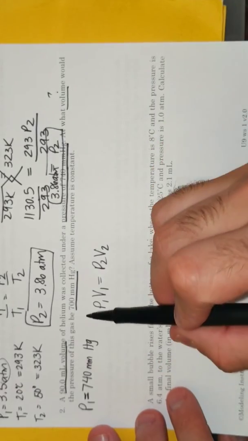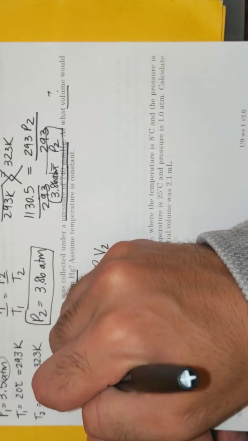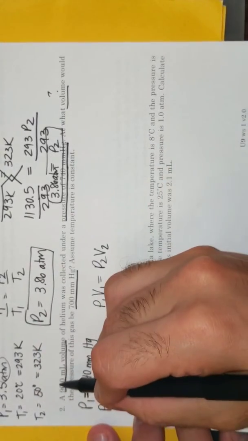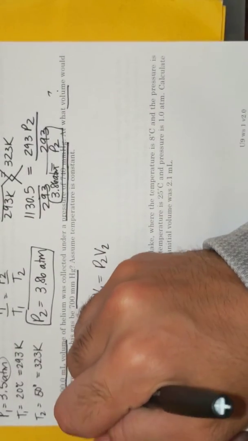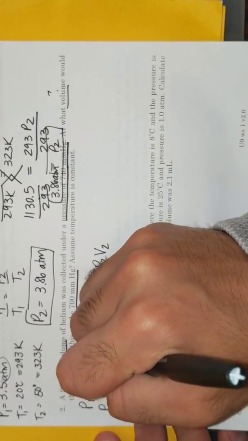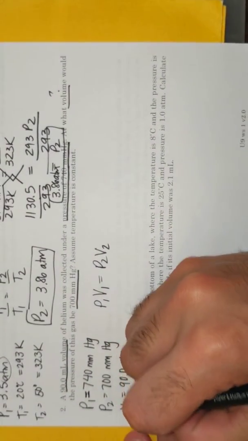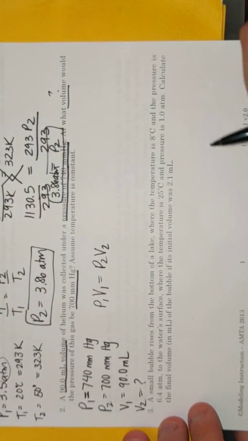My second pressure is 700 millimeters of mercury. So P2 is 700 millimeters of mercury. And then my initial volume, that eventually I'm changing, is 90 milliliters. And so now all I do is plug and chug into this equation because I'm looking for what is the new volume. At what volume would the pressure be 700?